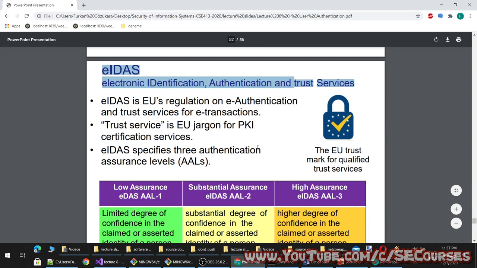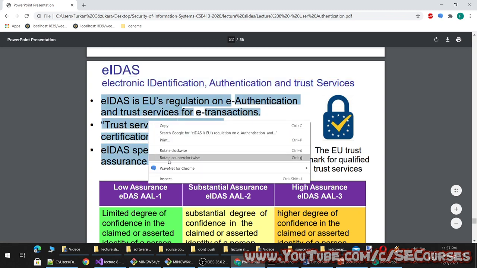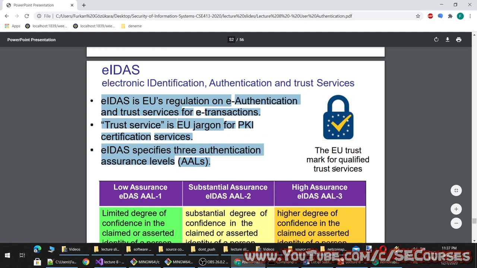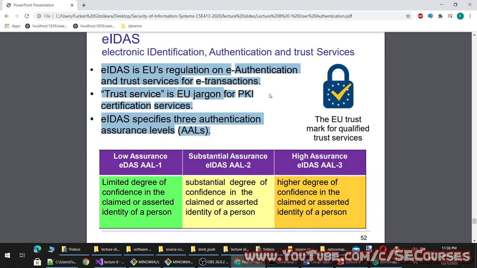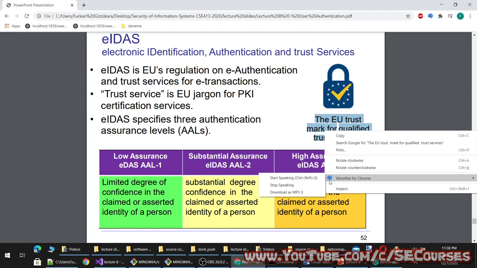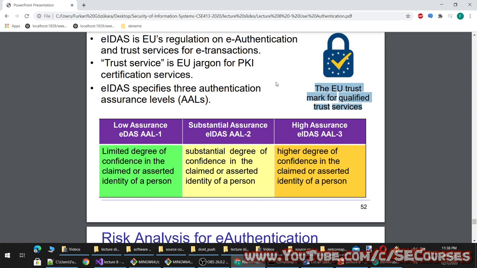eIDAS: electronic identification, authentication and trust services. eIDAS is the EU's regulation on e-authentication and trust services for e-transactions. Trust service is EU jargon for PKI certification services. eIDAS specifies three authentication assurance levels, AALs. The EU trust mark for qualified trust services.